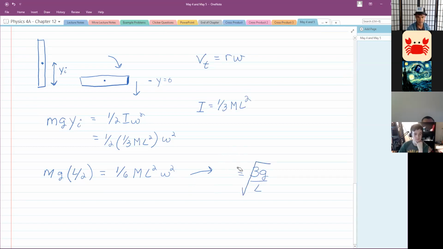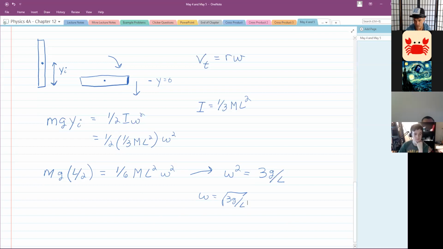That's horrible. Do this again. Omega squared equals 3g over L. So my omega is the square root of 3g over L. That's how fast the entire thing is rotating in radians per second right before it hits the ground.